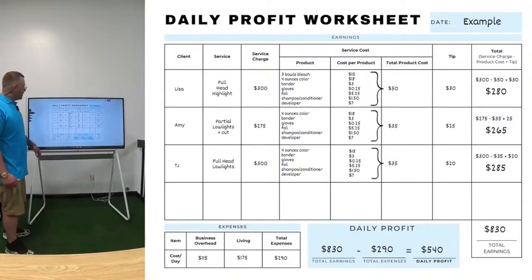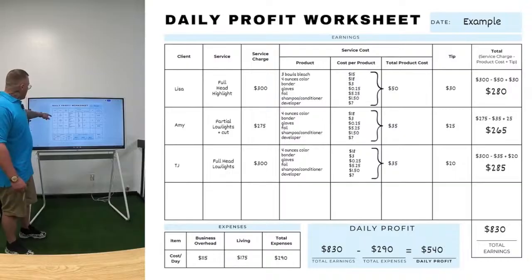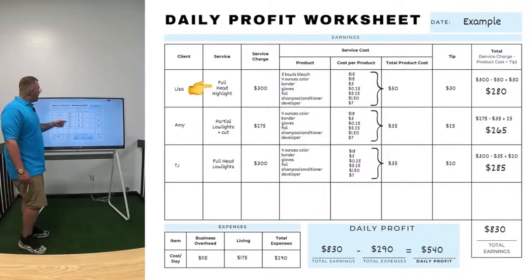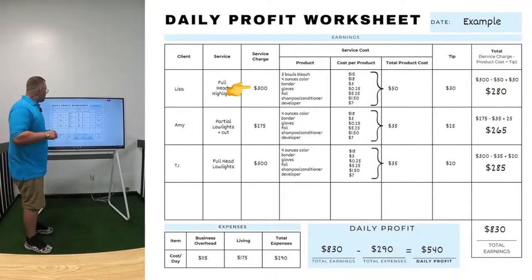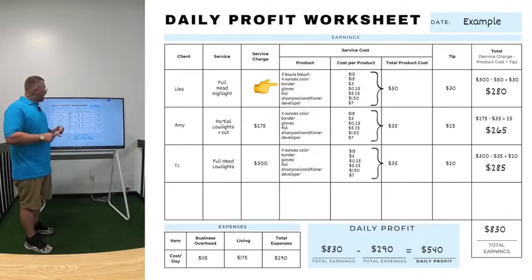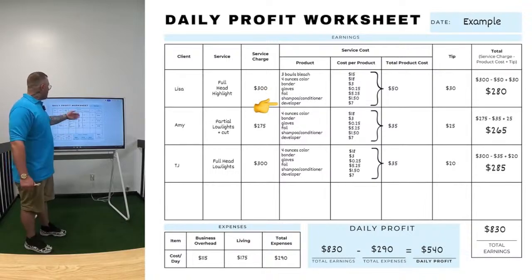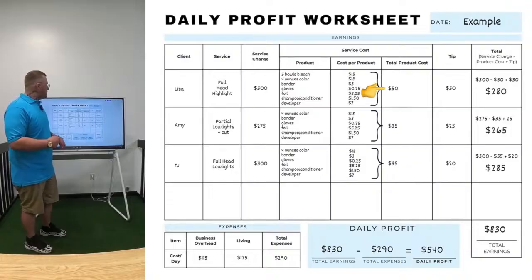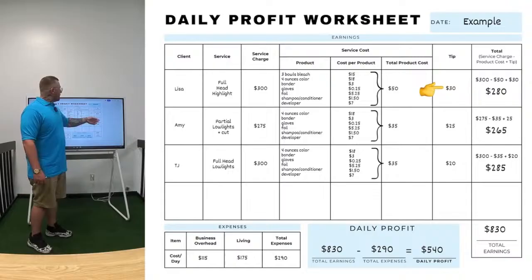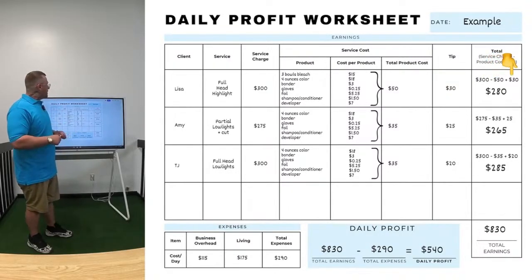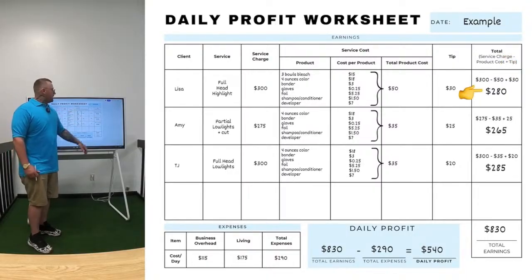So this is a full day. I have 3 clients this day. We'll go with number 1, Lisa. Lisa is a fillet highlight. I'm charging her $300 for the highlight. Within that service, the products I've used are 3 bowls of lightener, 4 ounces of color, bonder, gloves, foil, shampoo, conditioner, developer, obviously. Total product cost to me was $50. She tipped me $30. So the $300 I charge her minus the $50 product cost plus $30, my total from her was $280.